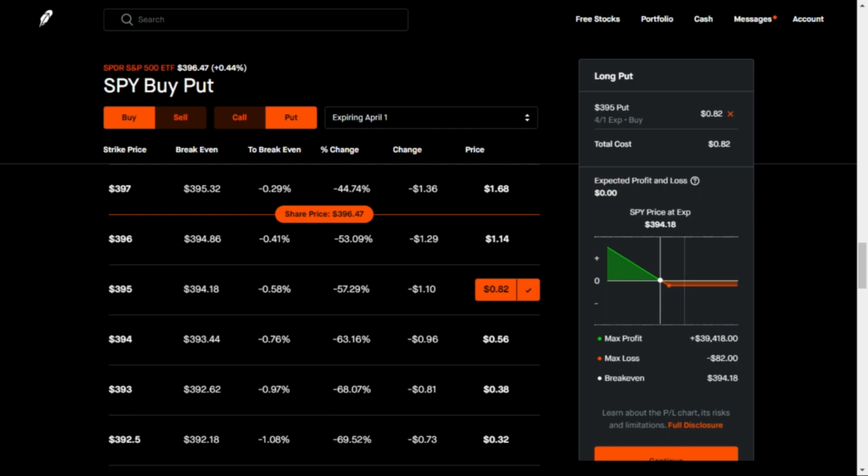Okay, if you go backwards, though, as you see, we're starting here. As you go backwards, this 394.18, this little blip right here, this is the break-even price. And the further the SPY goes down, the higher your profits are. So this is just showing how it is on SPY for the put side.